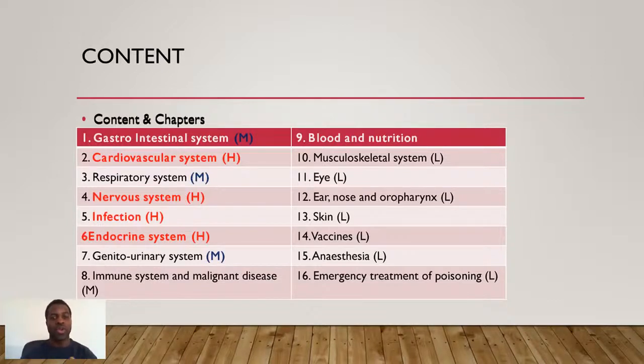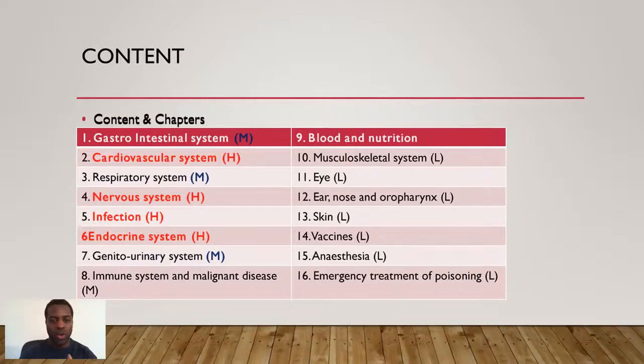And all that means is you need to spend about 70% of your revision focusing on these 4 key chapters. If you look at the chapters in red, I've got cardiovascular system, which is the big one, nervous system, infection, and your endocrine system, or some people call it the endocrine system. So these are the 4 main ones. And 65 to 70% of your time studying this book has to be spent on those areas.